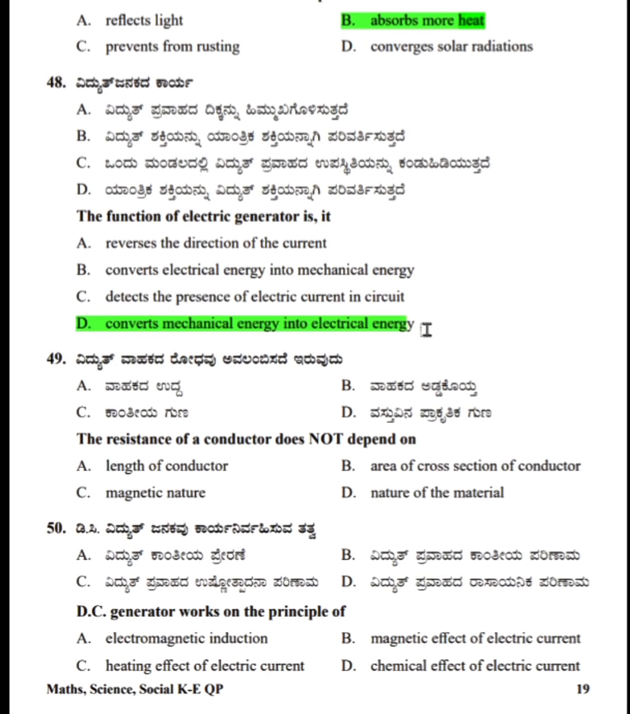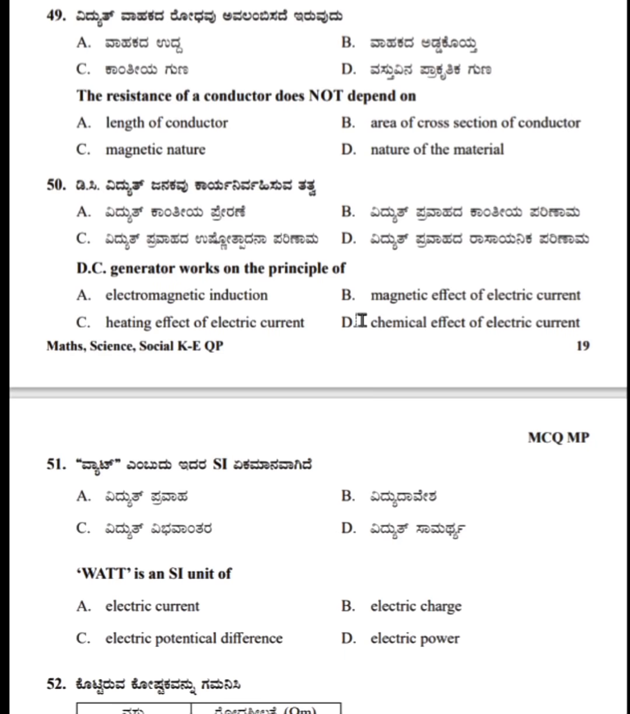The function of electric generator is it converts mechanical energy into electrical energy. The main function of generator is to convert mechanical energy into electrical energy.